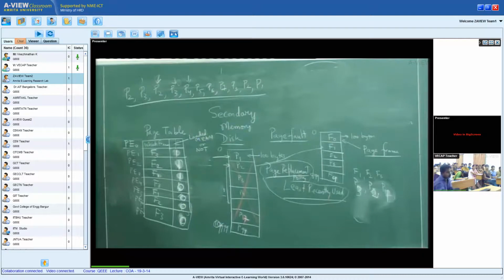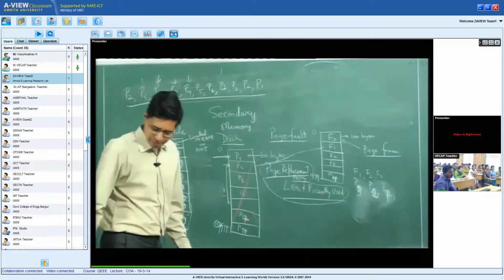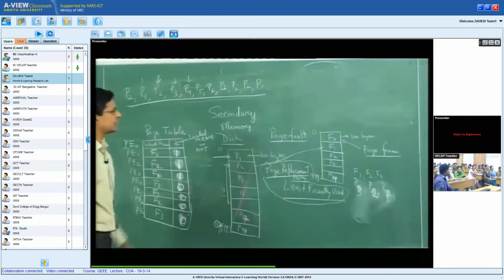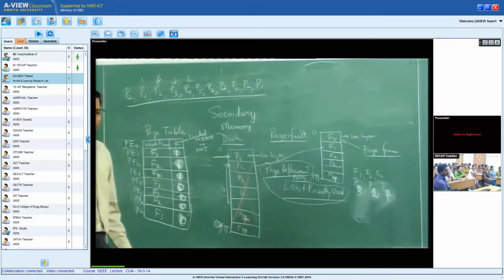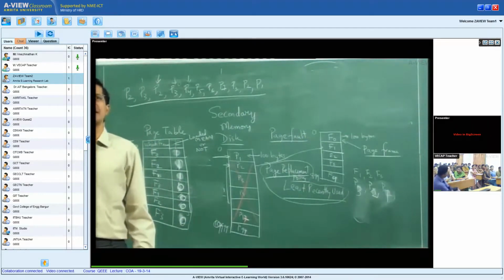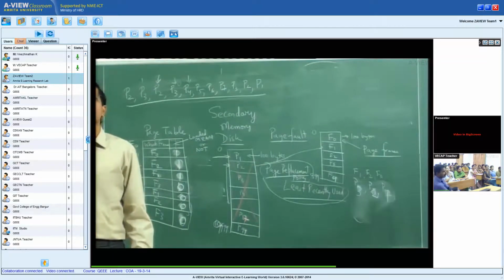Sir, can you once again explain the overlay concept? Please increase your audio sound. Can you please explain the overlay concept once again? Okay. You understood this? Did you understand paging? Yes or no? Sorry, I can't hear you.